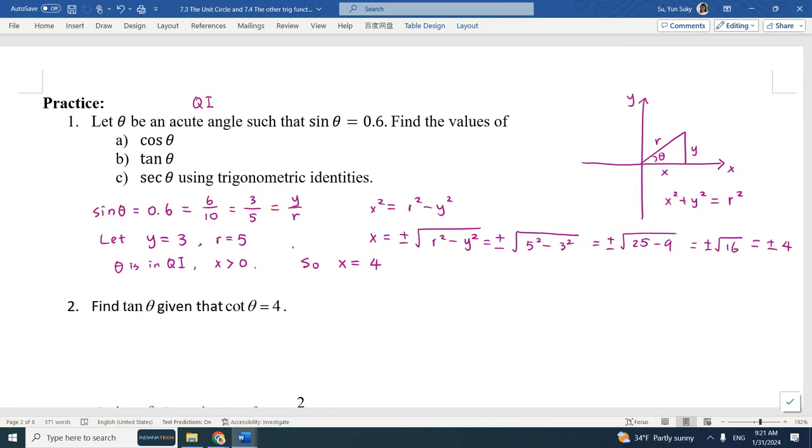Okay, so now what is cosine? So cosine theta is in terms of x, y, r. Questions? Yeah, x over r. Very good. So x over r, what is x? 4. What is r? 5. Yes. Now what is tangent theta? X, Y, R? Y over X. What is Y? Yeah, 3 over 4. What is secant theta?